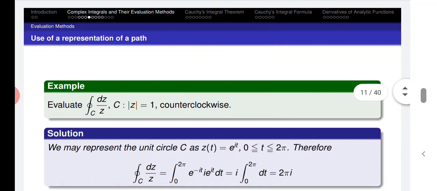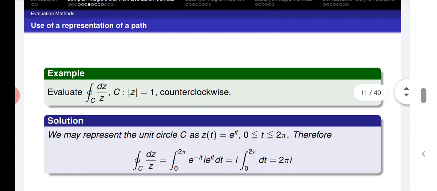Now we have an example on it. We have to evaluate the contour integral of dz by z, where C is such that mod of z is equal to 1 and counted counterclockwise. So for the solution, we may represent the unit circle C as z of t is equal to e raised to iota t, and t varies from 0 to 2 pi.